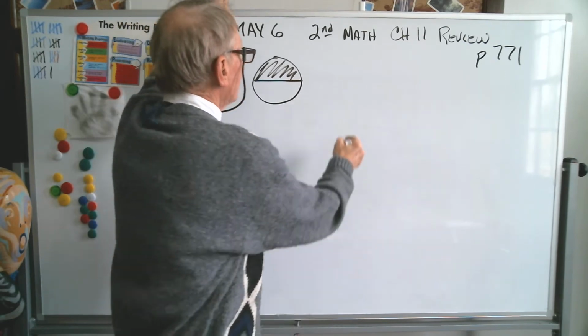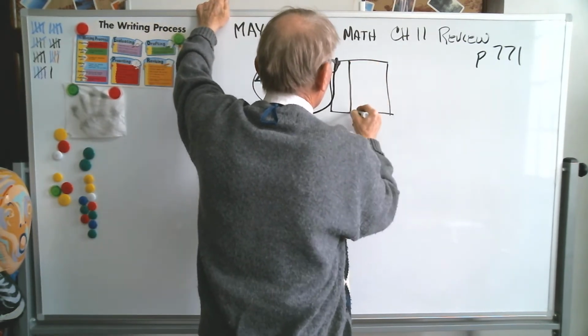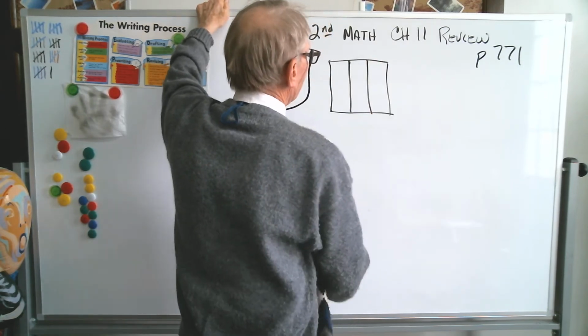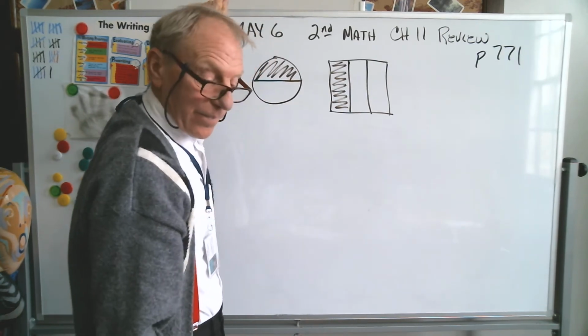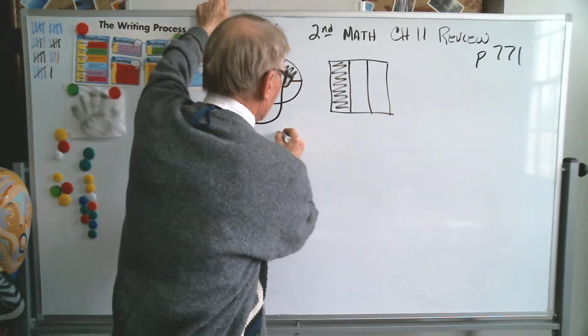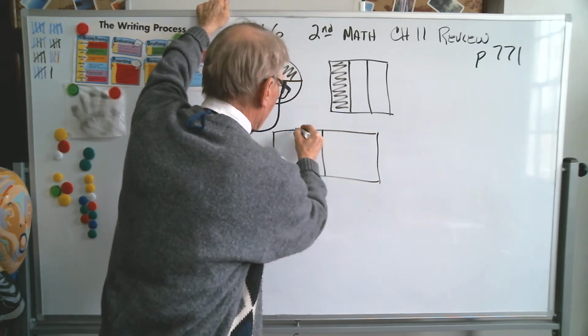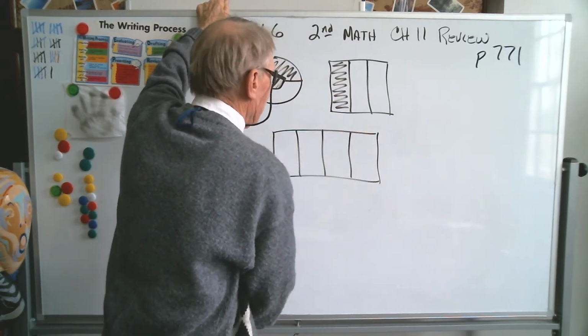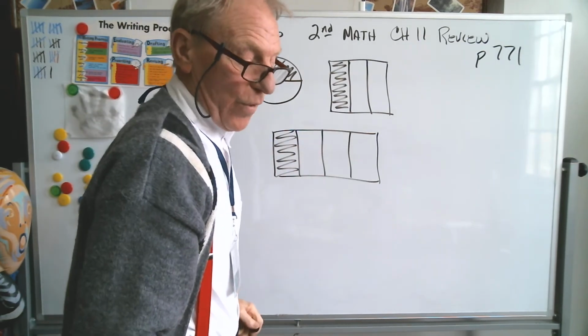The next one is a square that they want you to cut into thirds. And then they want you to color in a third of it. And then the rectangle, they want you to cut into fourths. And they want you to color 1/4 of it.